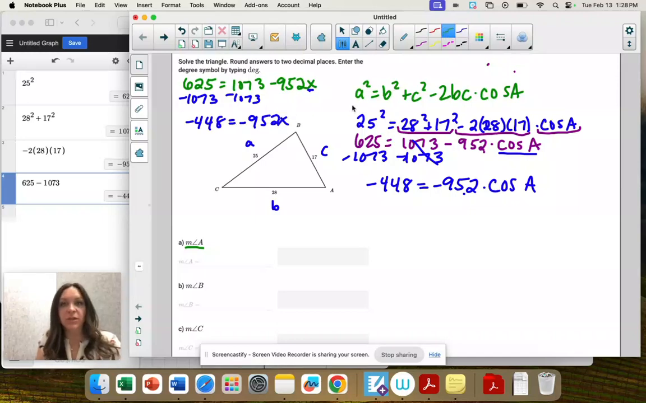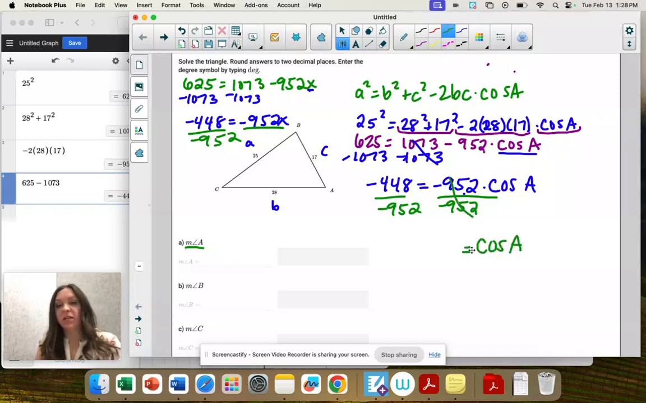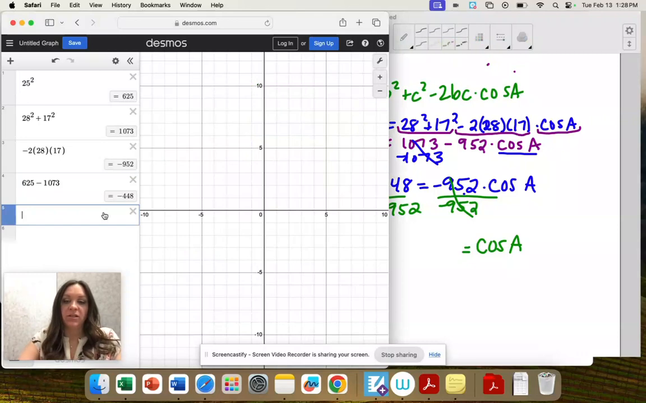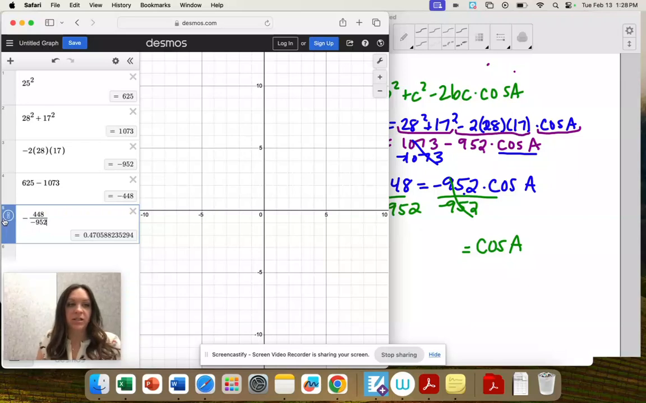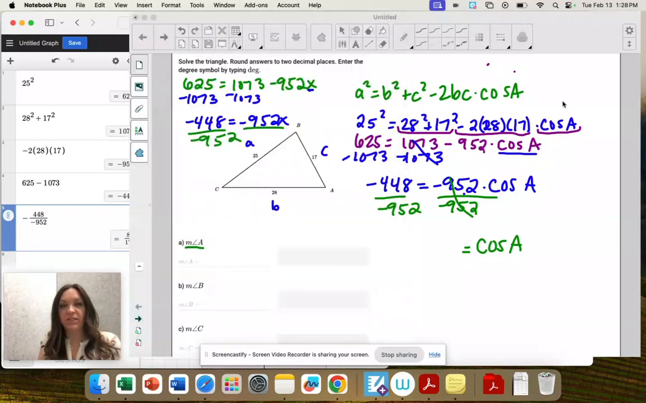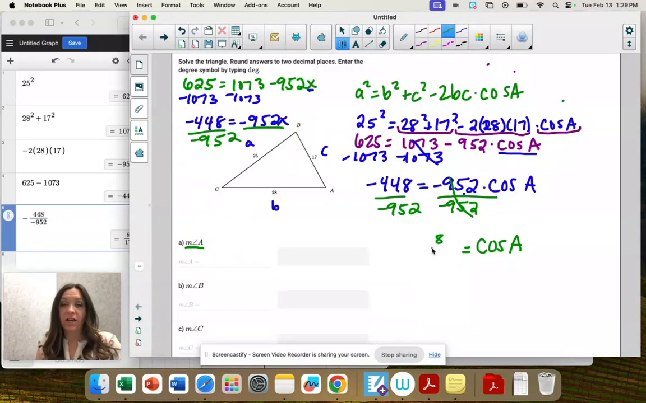Now what would you do? You would divide both sides by negative 952. Same thing here. We're going to divide both sides by negative 952. And that leaves x, or for us, cosine of A by itself. So negative 448 divided by negative 952 is positive 8 over 17. And I put it as a fraction because you don't want to round till your very last calculation.